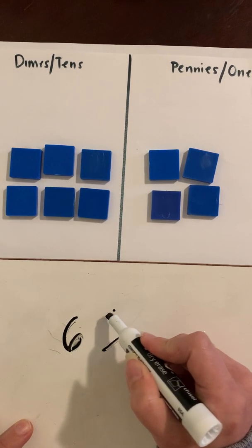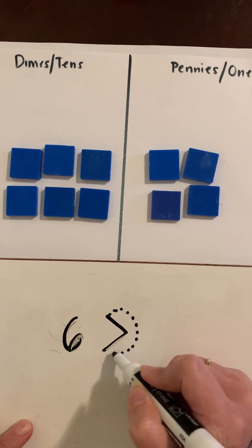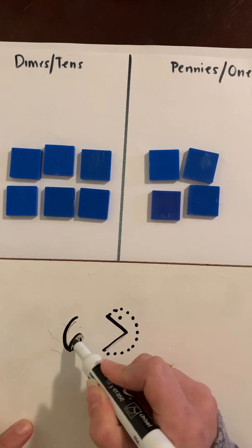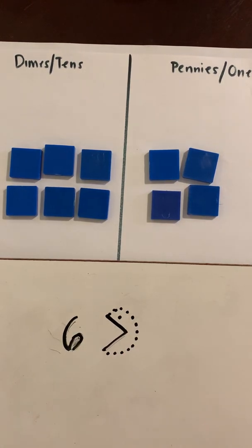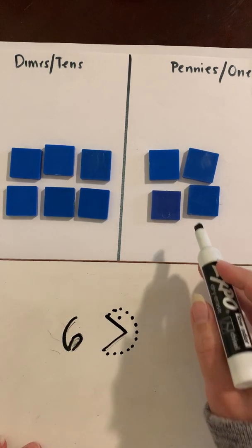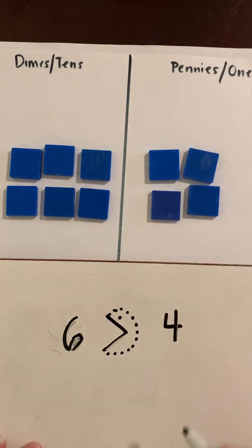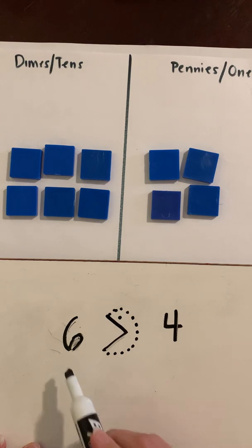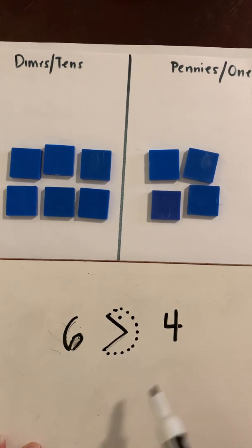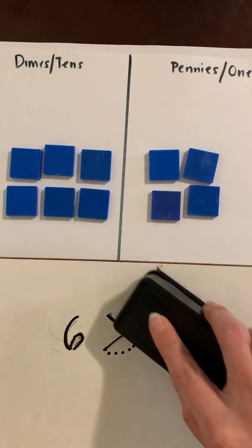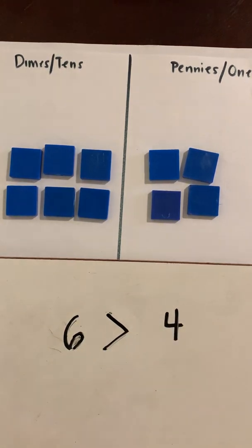Almost looks like a Pac-Man mouth. The mouth is going to eat our bigger number. And there are 4 on the left side. We read this as 6 is greater than 4. Pac-Man only wants to eat the bigger number. Greater than.